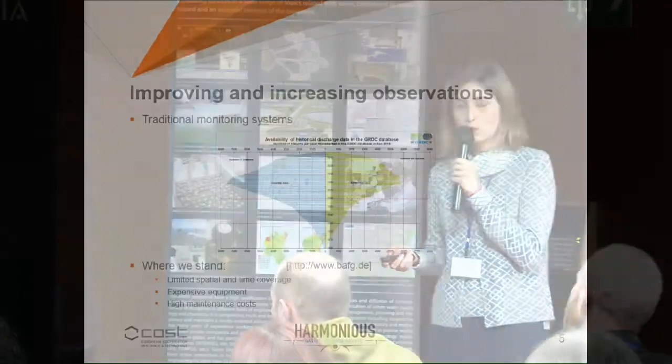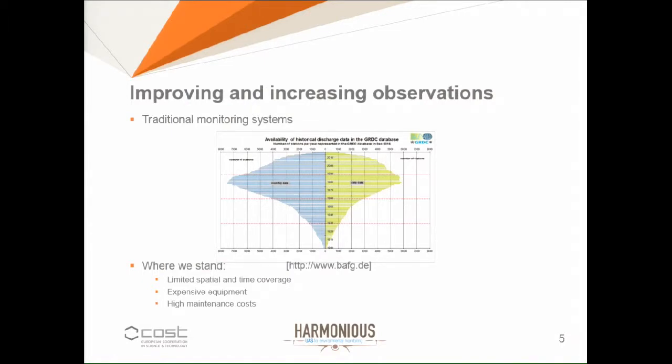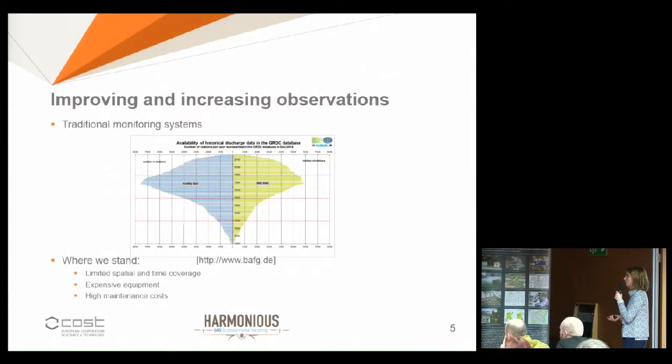And here is an example of water gauges in Germany, and you can clearly see that from the end of the 90s, the number of water gauges consistently decreased, and this means that we are currently facing a critical situation where we have limited spatial and time coverage. We deal with expensive equipment, such as traditional monitoring stations, that are also very costly to maintain.